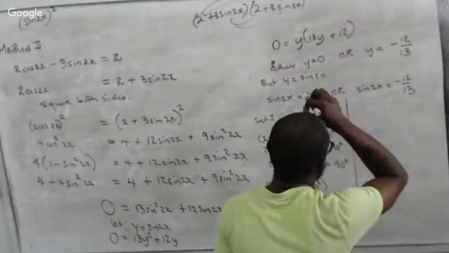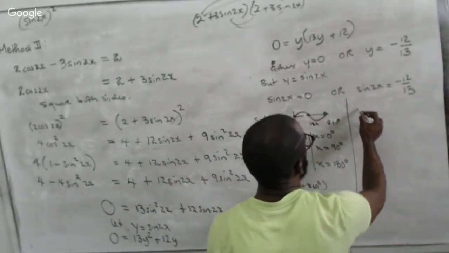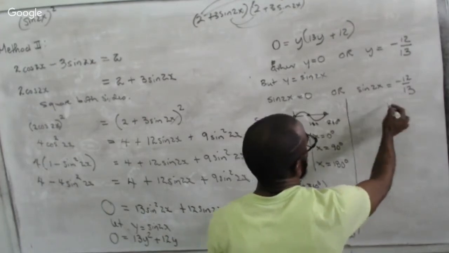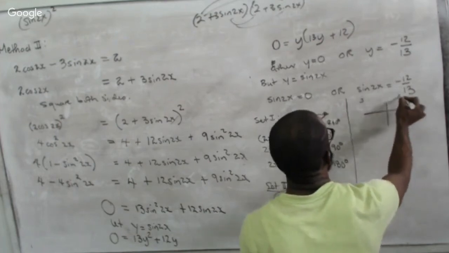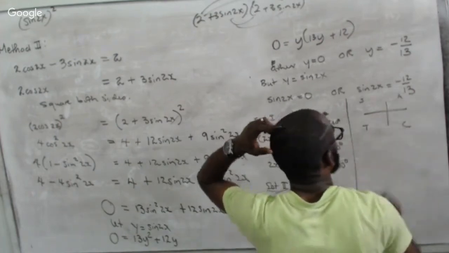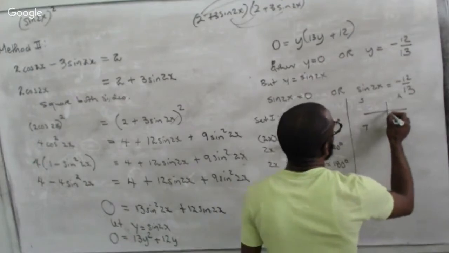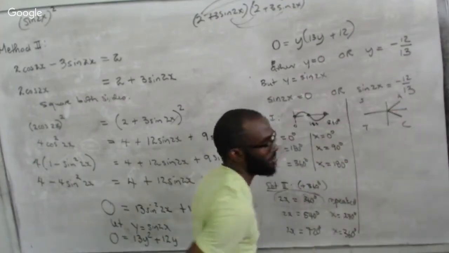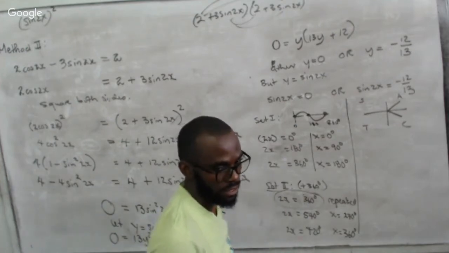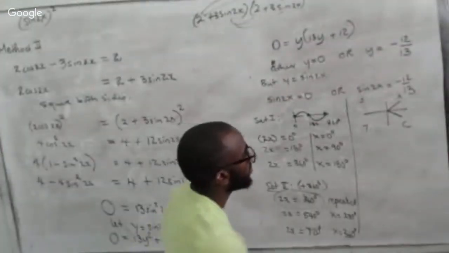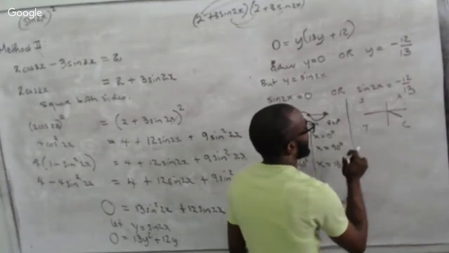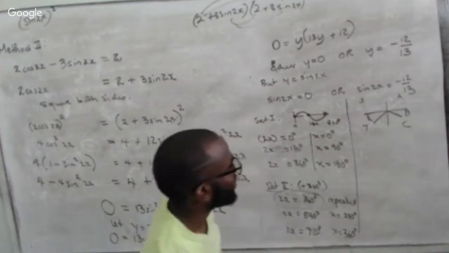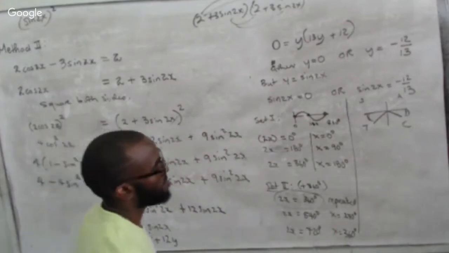Over here, what do I have? To draw my quadrant system again. Where is sine negative? Sine is negative where it's not positive. Okay. Sine is negative where it is not positive, eh? Alright? So, what do I have?